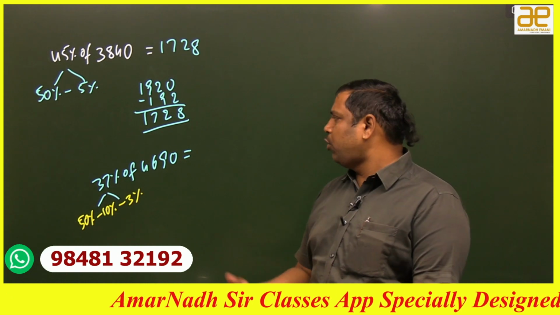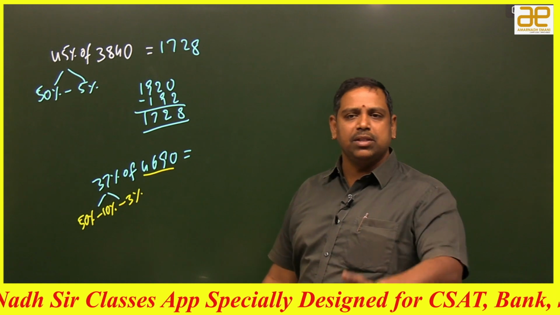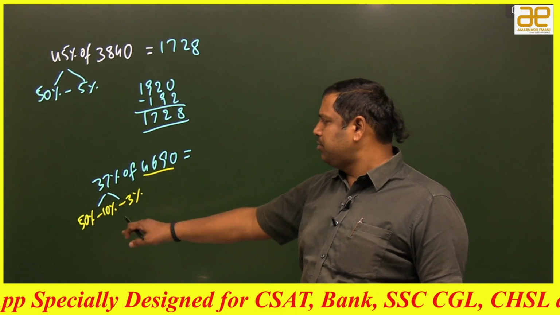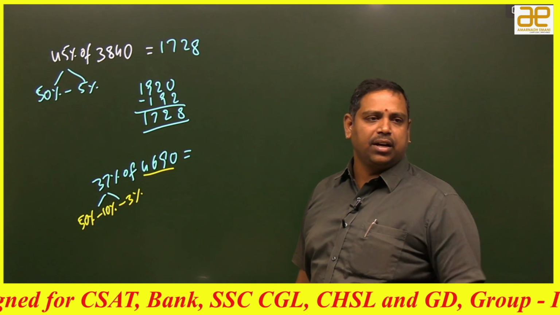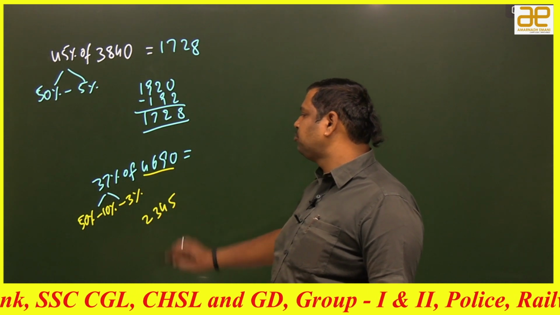Okay, because it is 40% minus 3%, right? 10% is 469. If I ask 40%, it means 469 into 4, very difficult one for you, right or wrong? So that's why calculate 50%, then subtract 10%, you will get 40%. Then calculate 3%, then subtract it. Okay, 50% means 2, 3, 4, 5.